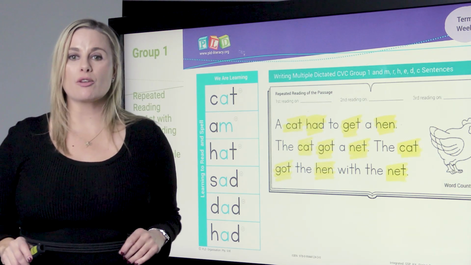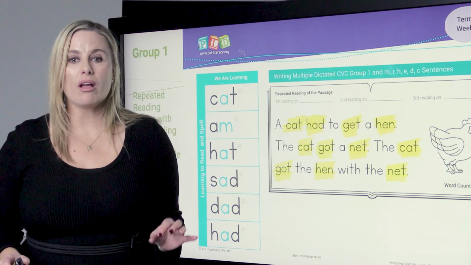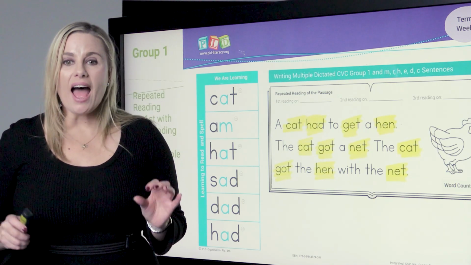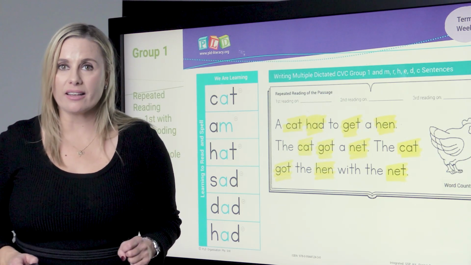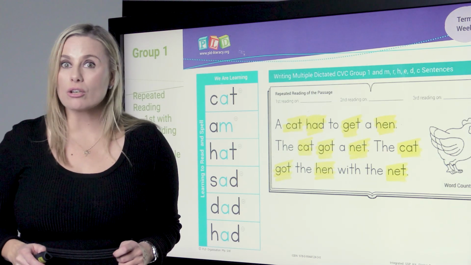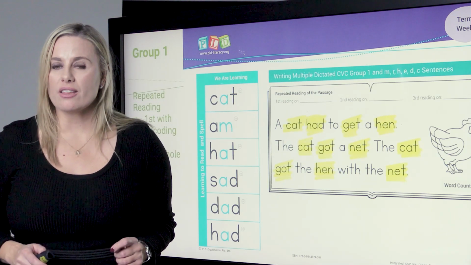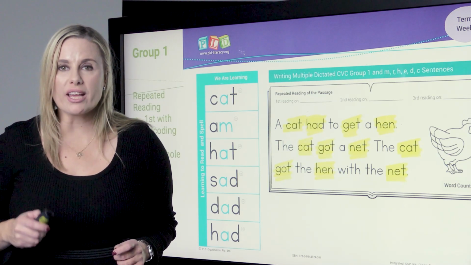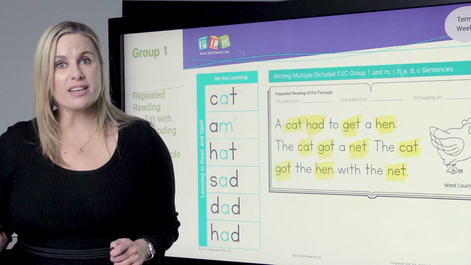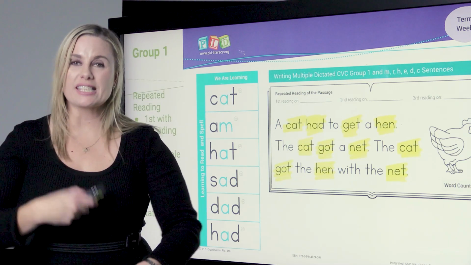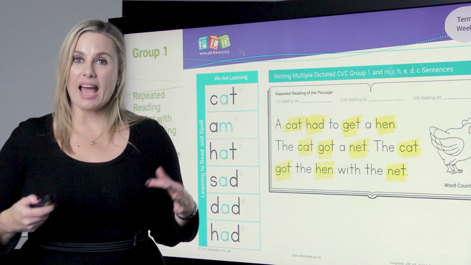Let's practice whole word reading now. A cat had to get a hen. The cat got a net. The cat got the hen with the net. And you follow the same phonic dictation process as with group 1.